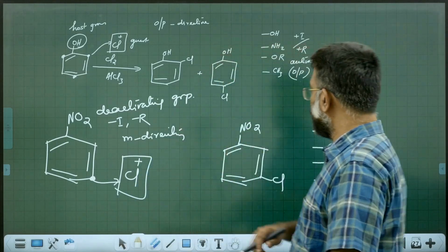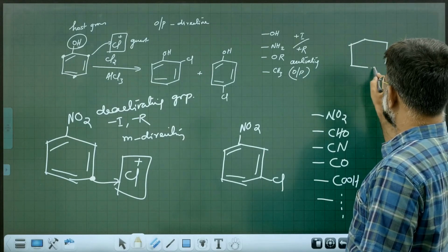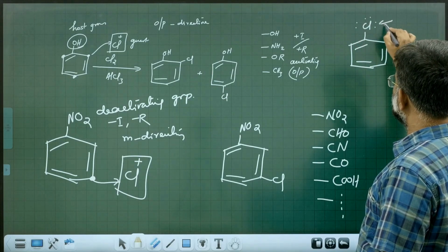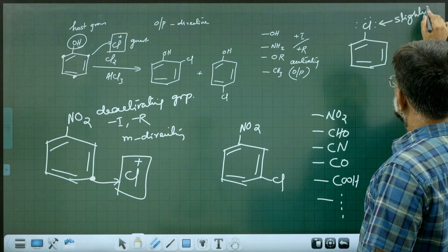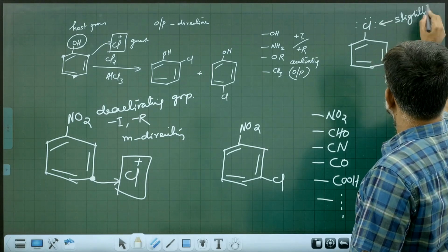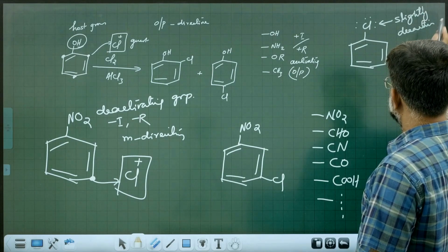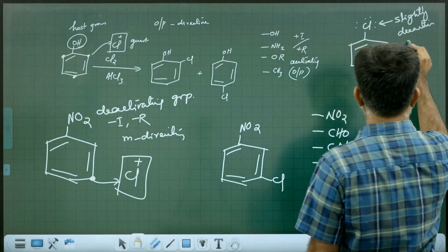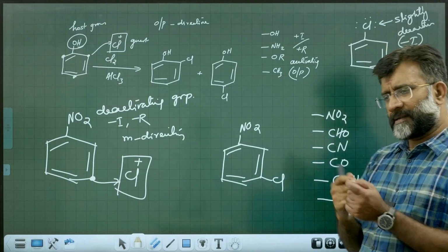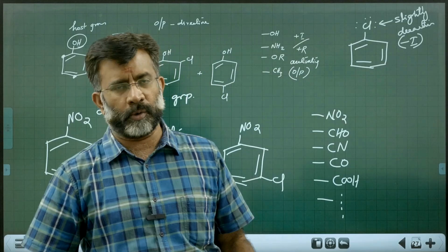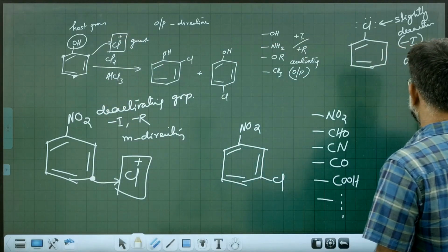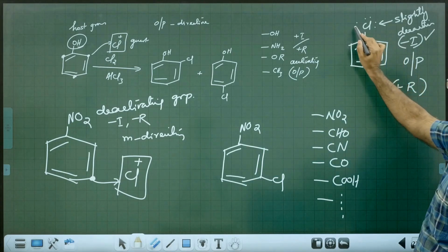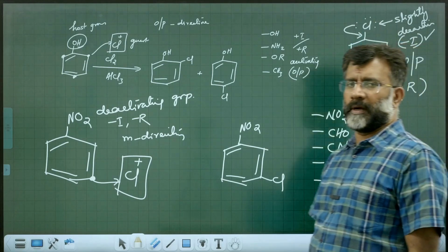Meanwhile, if you take a halogen, imagine there is one halogen present. For example, we are considering chlorine. Please understand, chlorine is basically slightly deactivating. Why is it slightly deactivating? All of us know chlorine is highly electronegative, so it will have a tendency to pull the electrons. So it has a minus I effect and is slightly deactivating. But it is ortho-para directing in nature because it has a plus R effect. The I effect is minus, the R effect is plus due to the lone pair of electrons present.